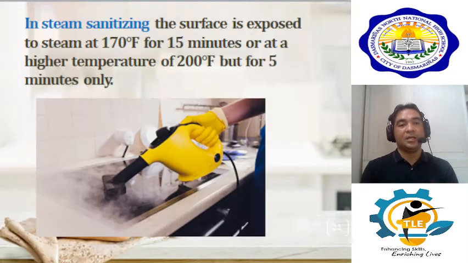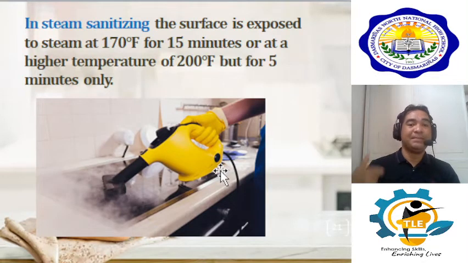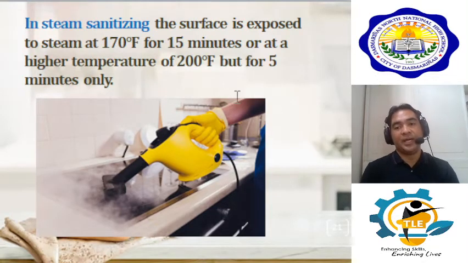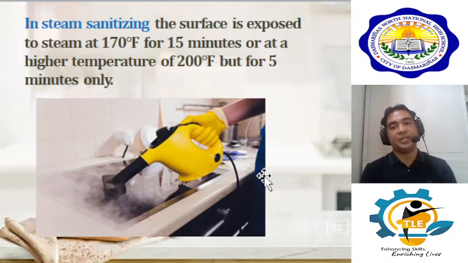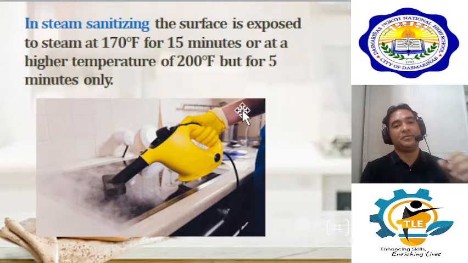Now, in steam sanitizing, the surface is exposed to steam, just like in the picture. The man here is holding a machine which emits steam, and the temperature of this steam is 170 degrees. You're going to steam the surface for about 15 minutes. If you make it higher, to 200 degrees Fahrenheit, you must only expose the surfaces for 5 minutes.